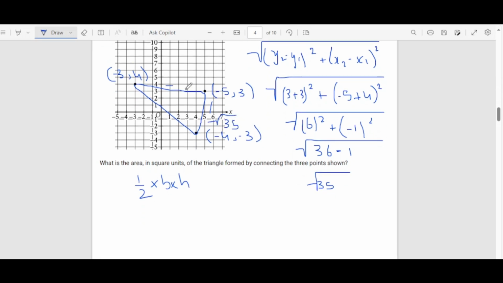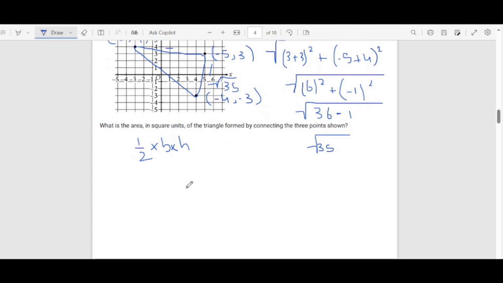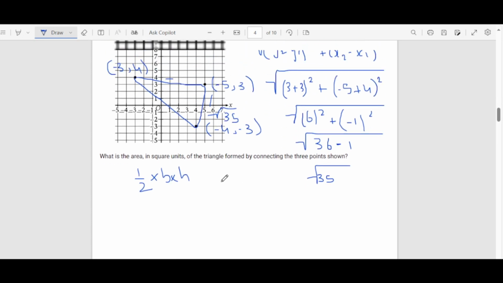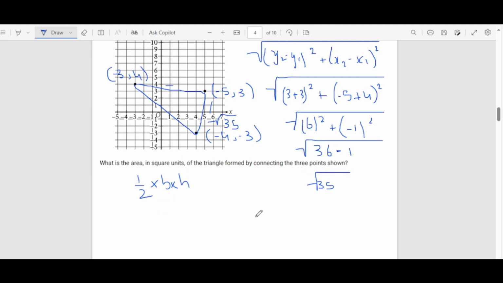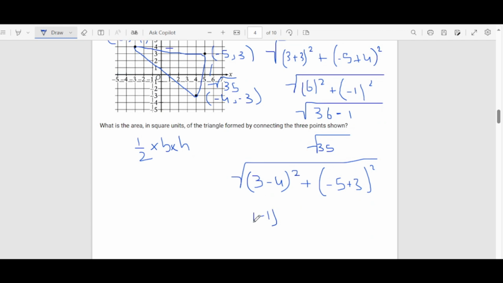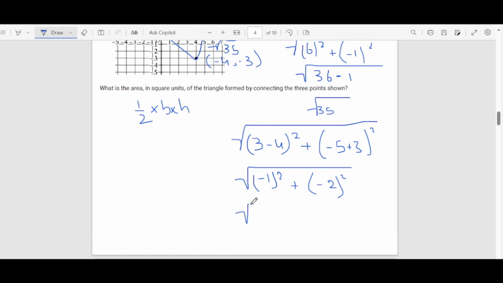And what is this side? Let's find out. We know the formula, and we'll just write the points now. So it's (3 − 4)² + (−5 + 3)², and under root all this. Let's simplify. This is minus 1 squared plus minus 2 squared. Simplifying further, this equals 1 plus 4, which is 5, under root 5.